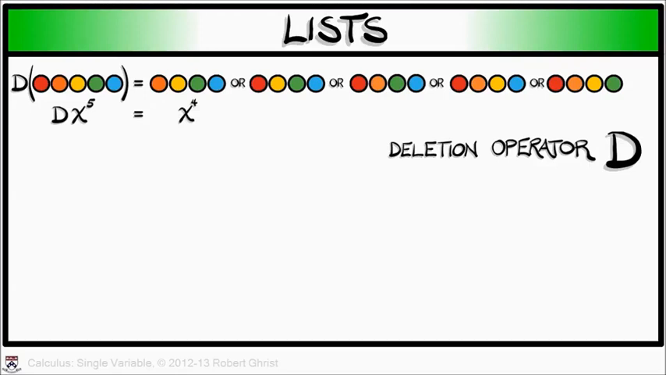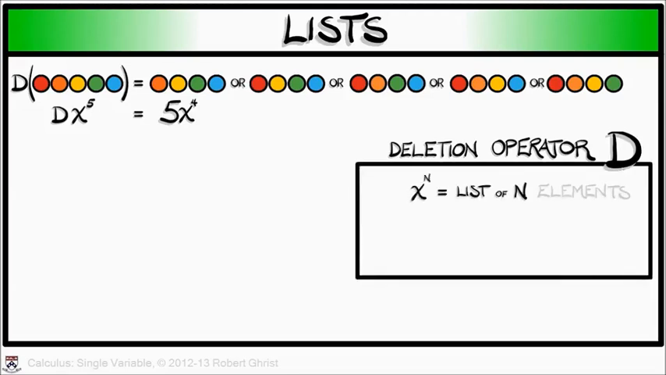One way to encode this logical OR is to use a formal sort of addition. We'll just call that plus. That means OR. So deleting a 5-item list gives us one of 5 different 4-item lists. We could say more compactly that D of X to the 5th is 5 times X to the 4th. And this is something that should look familiar. I wonder if there's something deeper that we can do with this intuition.